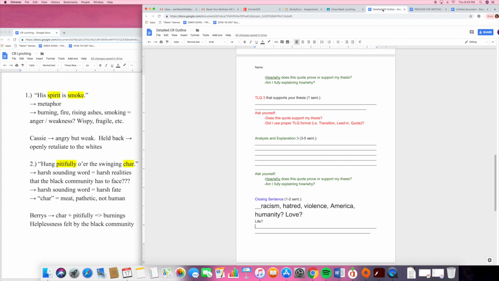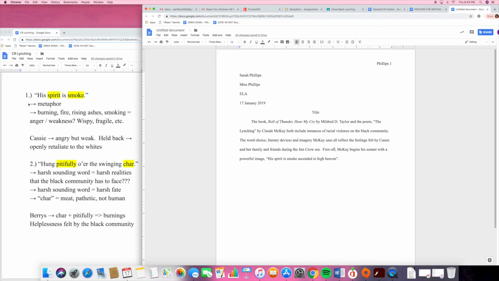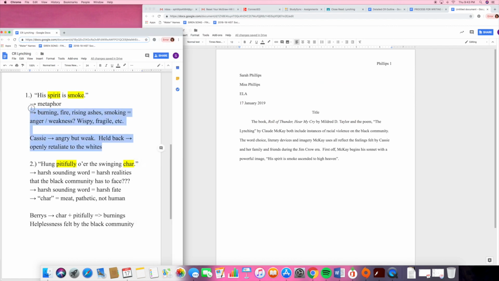TLQ, what comes next? Analysis and explanation. 3 to 5 sentences, not 1 sentence, not 2 sentences, but at least 3, preferably more, okay? You cannot hope to get a good grade on analysis if you don't do this. Just trust me, okay? Even the best writers in the world need more than 1 sentence to explain, all right? So I'm going to go back to this, and I'm going to explain all the stuff I have here. Look at all this sugar, all this to talk about, okay?